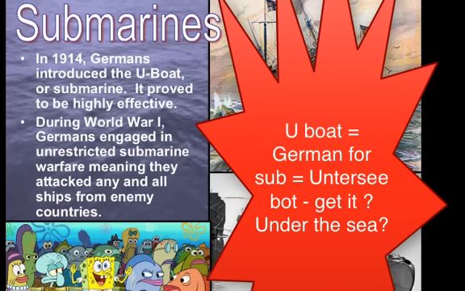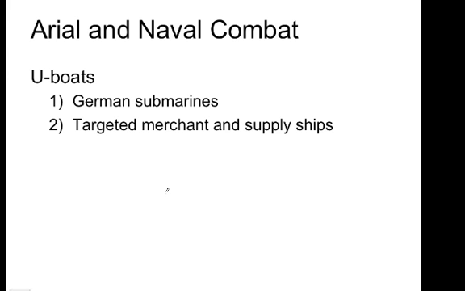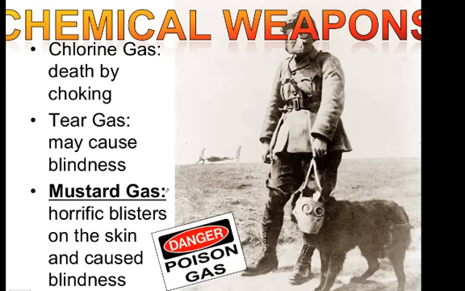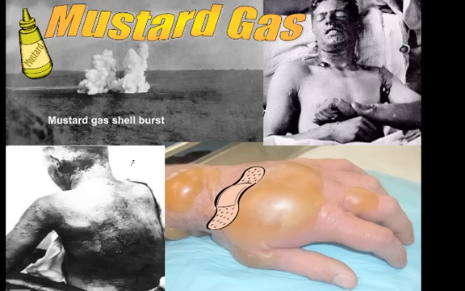Submarines, we talked about that. Germans introduced the U-boat. It proved to be highly effective. And they used unrestricted submarine warfare. Also during this war are chemical attacks. One of the most famous chemicals is mustard gas, and that obviously was to devastating effect.